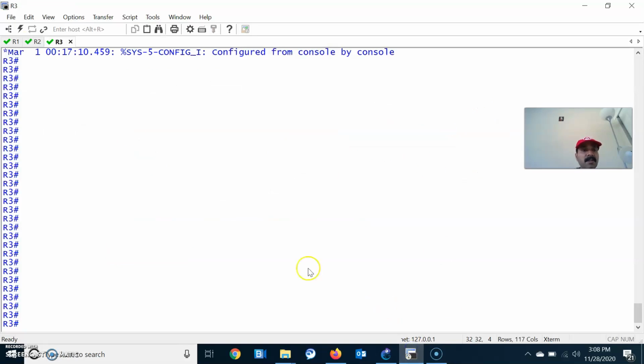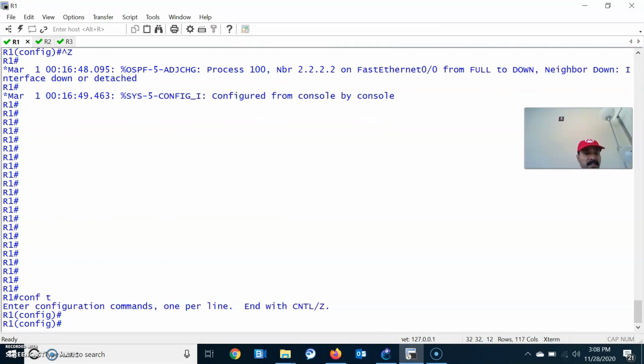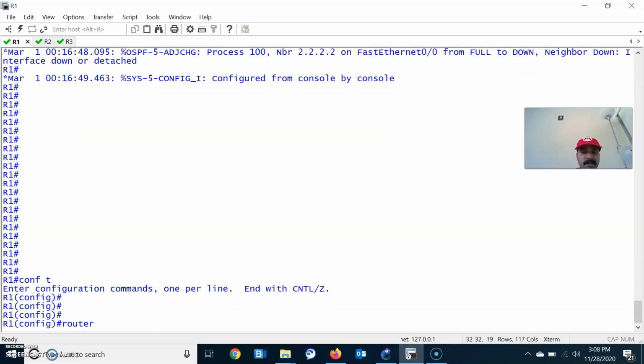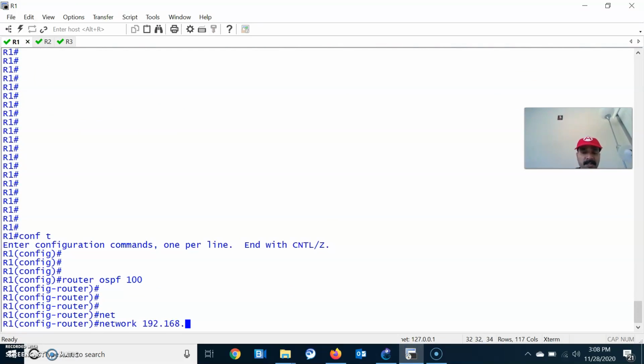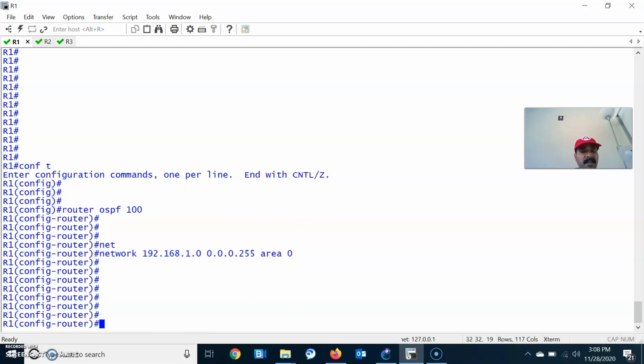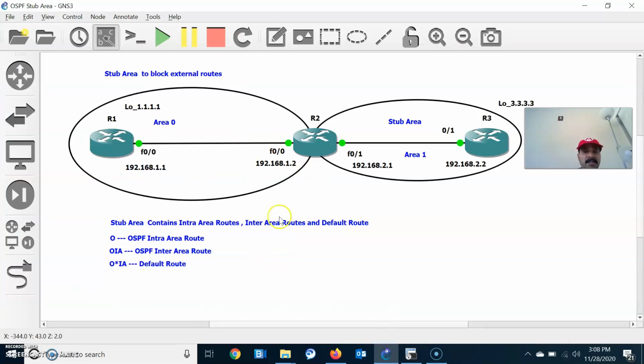Let us go to R1 and enter the configuration mode. Enable the routing protocol OSPF 100, followed by network 192.168.1.0, that is the network, followed by the wildcard mask and area 0. This network resides in area 0. So this we already configured, 1.0.